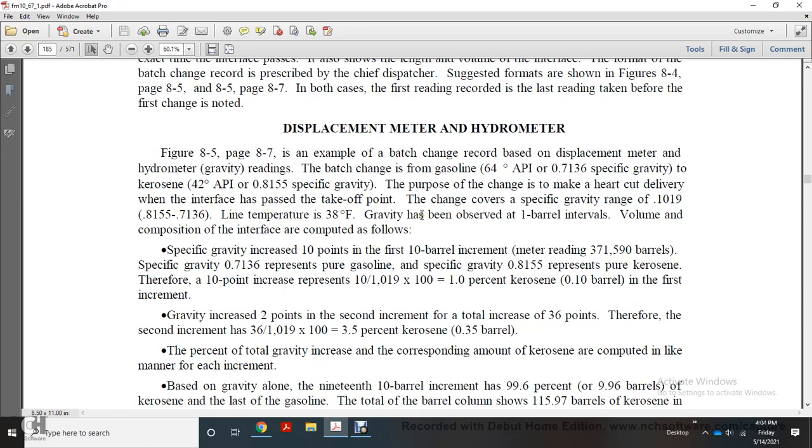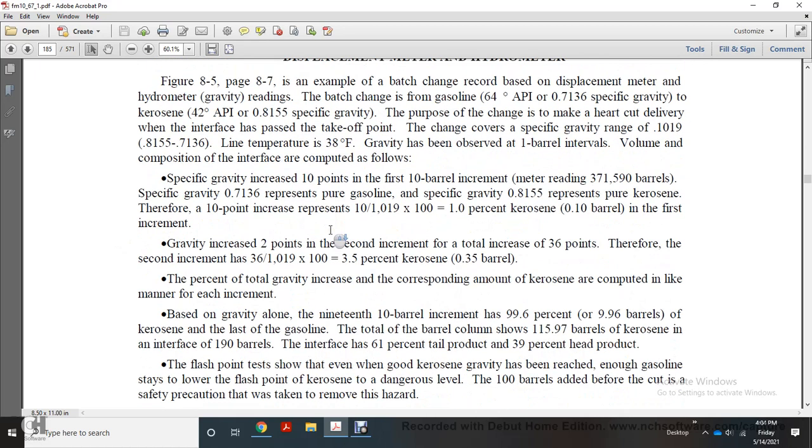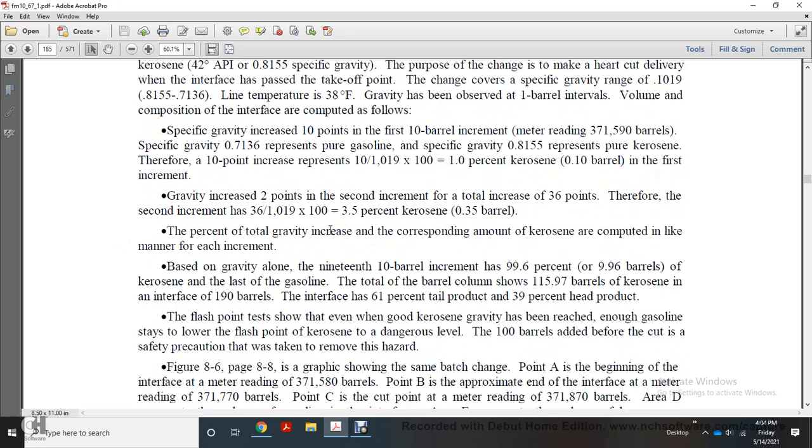Line temperature is 38 degrees Fahrenheit. Gravity has been observed at one-barrel intervals. The volume composition of the interface is computed as follows. Specific gravity increases by 0.0010 in the first 10-barrel increment, with a meter reading of 371,590 barrels. Specific gravity 0.7136 represents pure gasoline, and specific gravity 0.8155 represents pure kerosene.